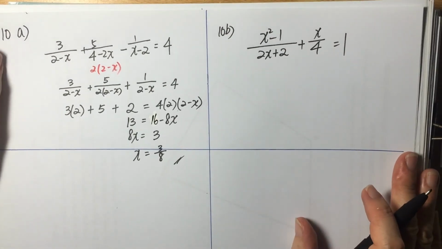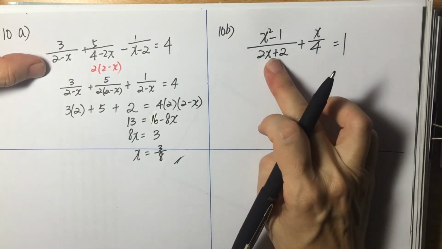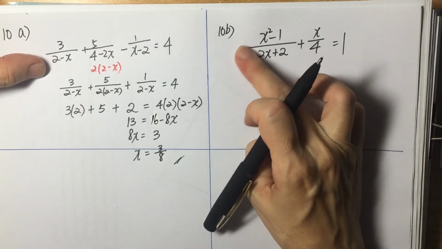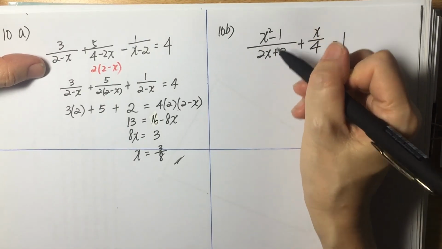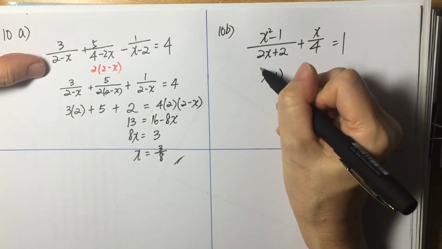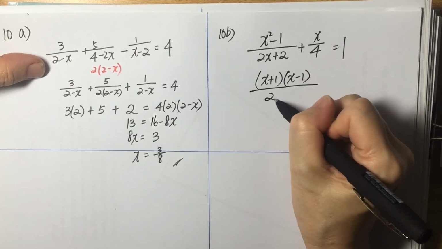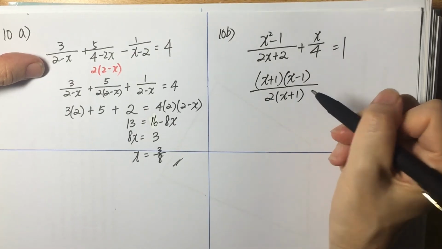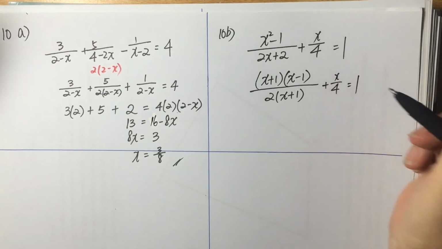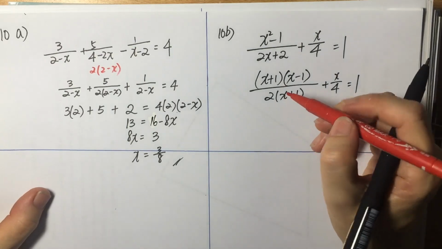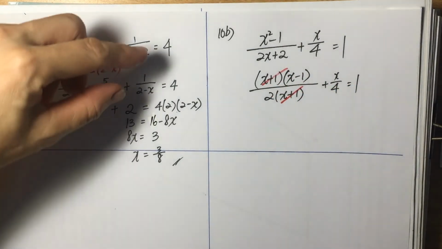Question 10b. Before we add, we have to see whether this term can be simplified or not. Can you see the numerator? I can factorize it to be x plus 1, x minus 1. And the denominator, I can factorize it to be 2 times x plus 1. Can you see that I actually can do cancellation? Because I divide both numerator and denominator by x plus 1.